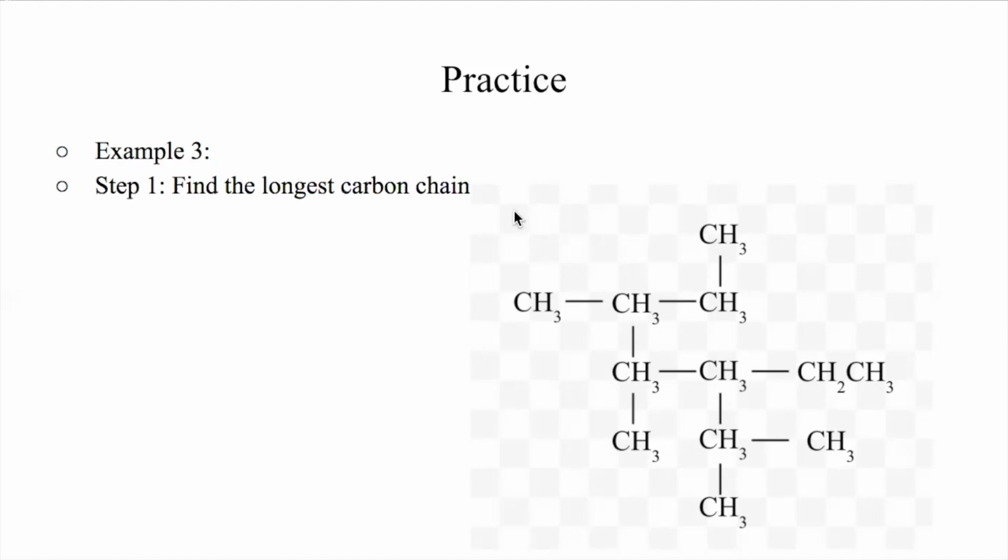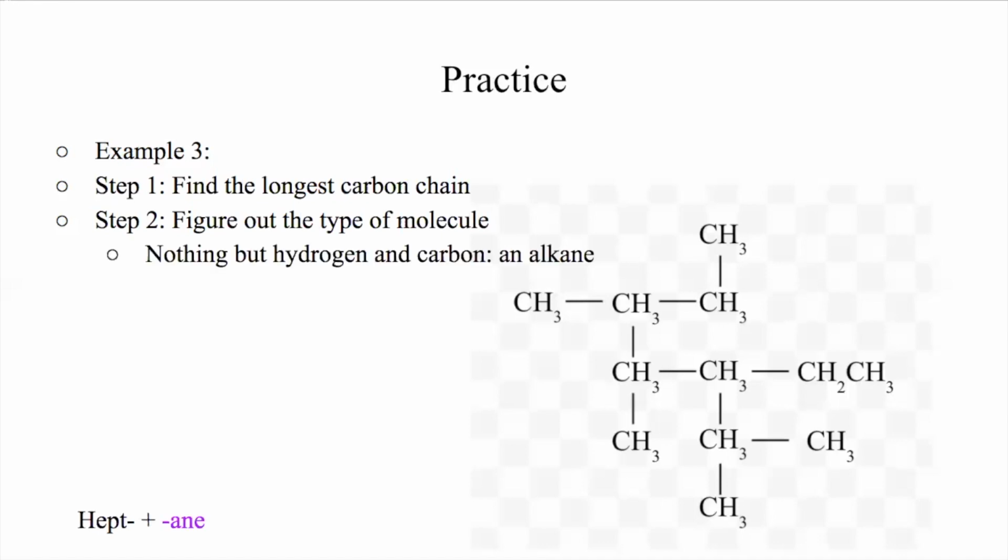First, we have to go through and find the longest carbon chain. Note that there are a couple of correct ways to count this chain, shown here, but they all result in a chain of 7 carbons. This correlates to a root name of hept. Next, we have to figure out the type of molecule. Though the molecular formula doesn't follow the pattern CnH2n plus 2, we can still tell this is an alkane, because it's a hydrocarbon with nothing but single bonds. So we can add the suffix -ane.